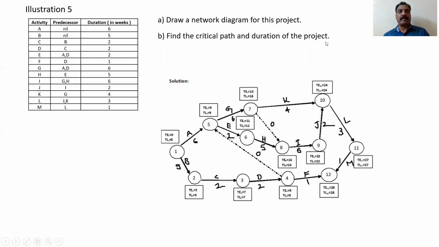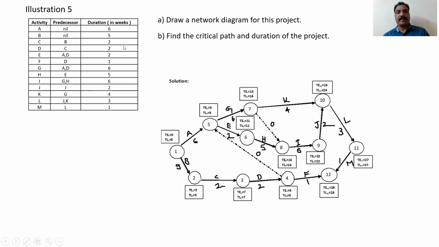First we drew the network diagram, then we found the project's duration as well as the critical path. Similarly we do here. So first we should draw the network diagram based on the given information. Here A is preceded by nil, B is also preceded by nil. So no activity before that.